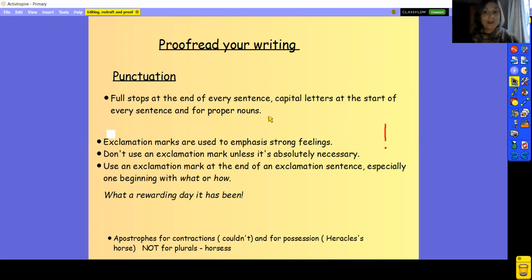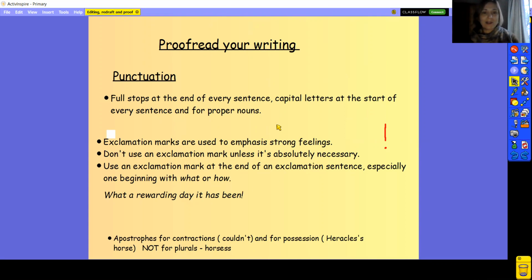Okay? Shouldn't be having to tell you this, but I need to keep reminding you. So a full stop at the end of every sentence, not just at the end of a paragraph, but every sentence. You need capital letters at the start of every sentence and also for proper nouns. There's lots of proper nouns, names like Zeus, Hera, Heracles, Hercules. All those different names need to have a capital letter, okay, and also the names of places.